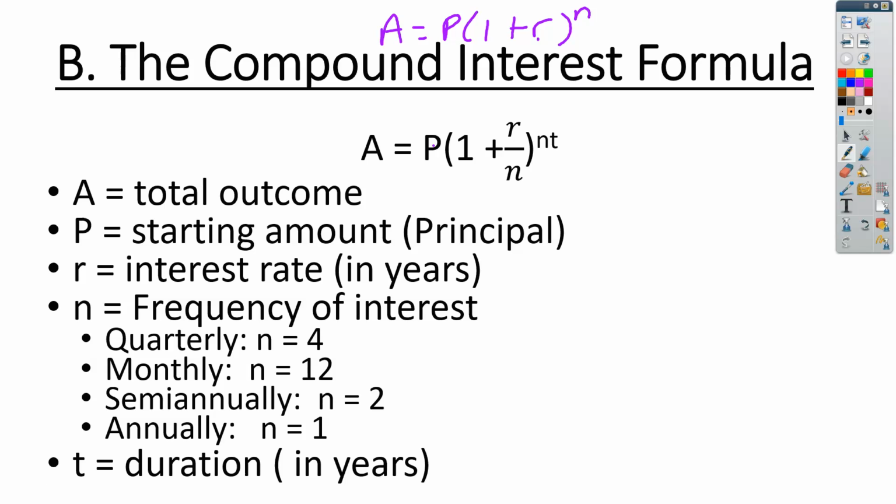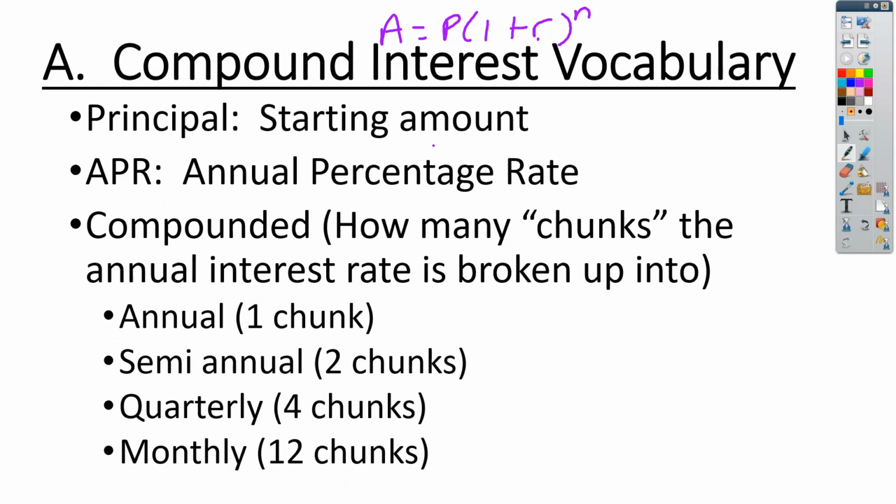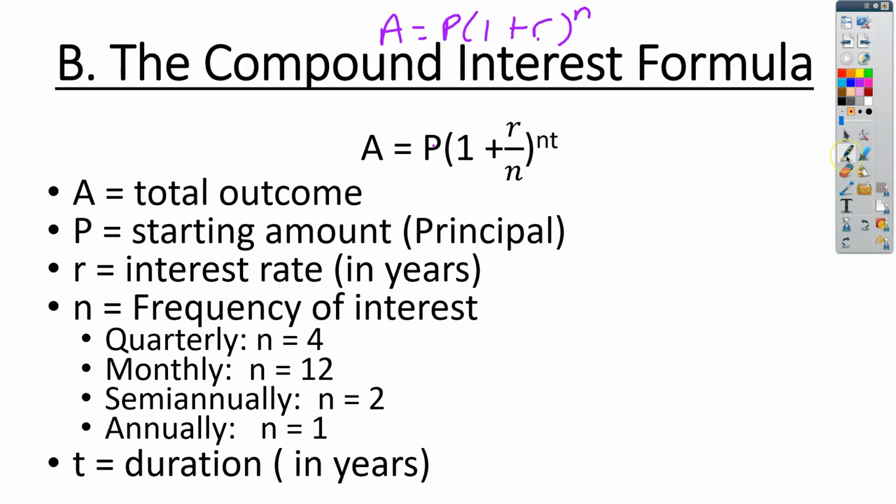But here's another thing. Do you guys remember what the percentage rate was on the problem we had? It was 20. And if you broke it up into four pieces, what was it? Five. What you're going to do is take the rate that they tell you and divide it by however many pieces they want. So if you took 20 and divided by 4, what do you get? 5. Okay? So it's R over N.